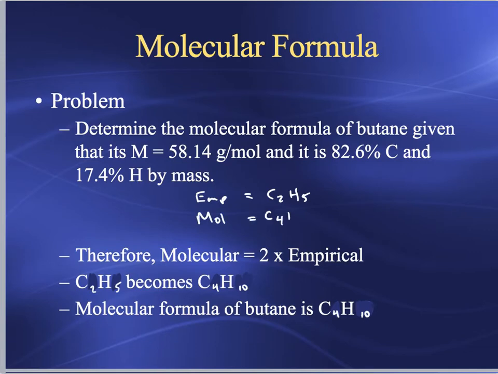It's going to be C4H10. Okay, and that's the molecular formula for butane. And that's how you find it. So really the only extra step now is comparing the molar mass of the empirical formula with that of the molecular formula. And the molecular formula one is given to you in the problem.